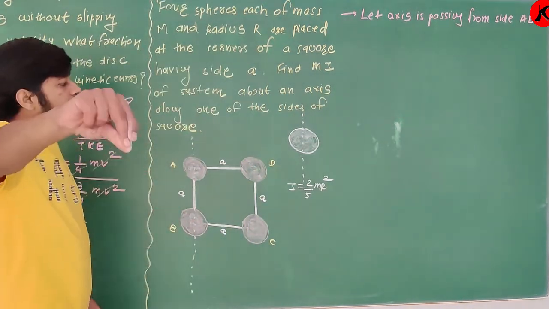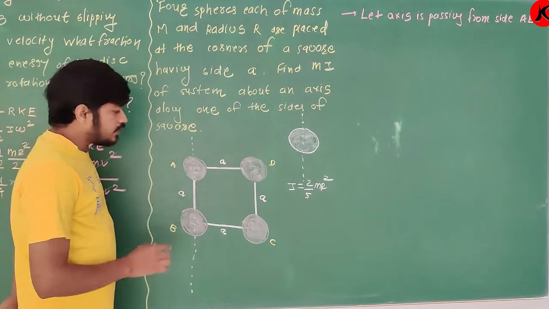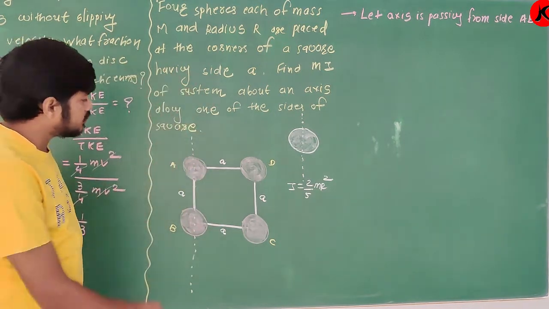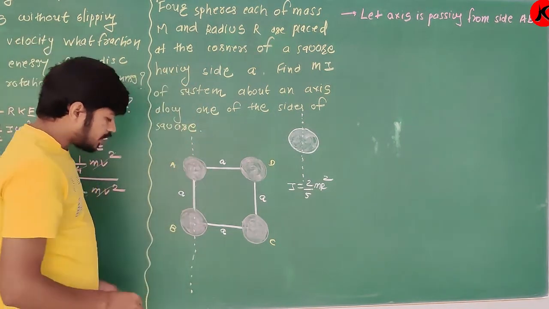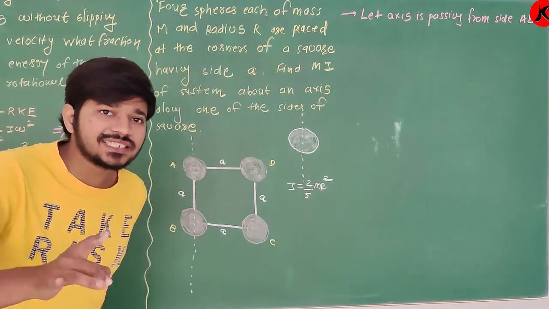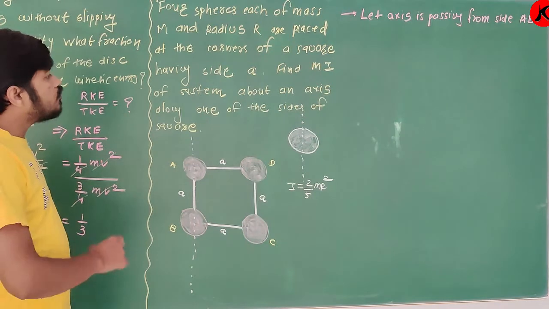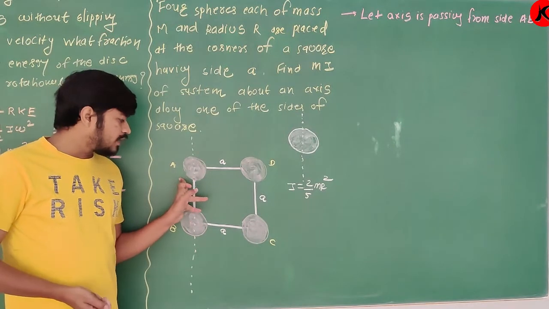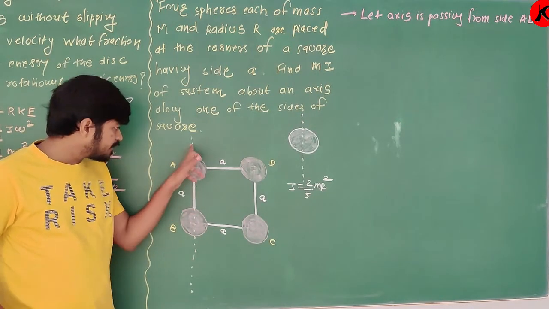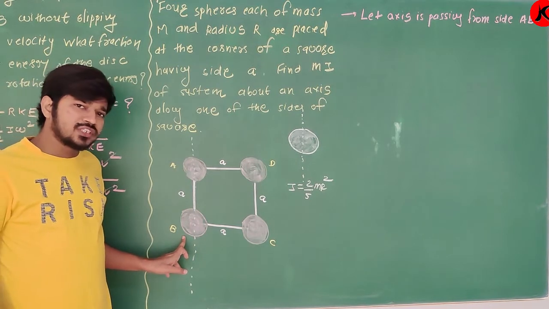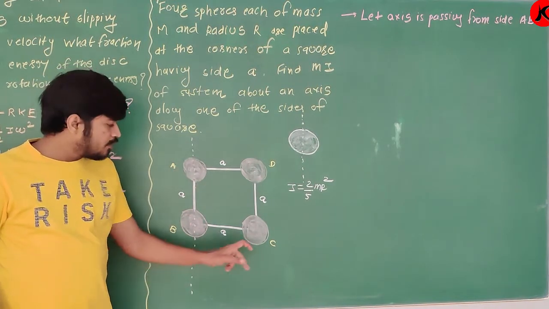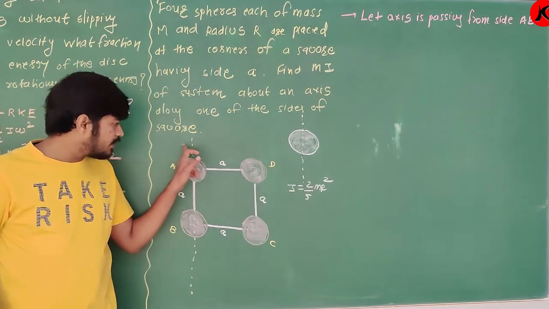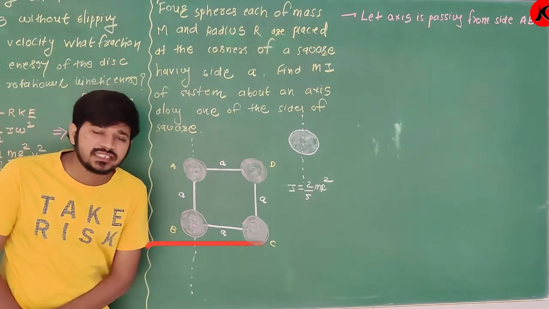Here in our problem, you are given 4 spheres in total, A, B, C, and D. We have assumed that the axis is passing through side A. This dotted line is the axis. We have to find the total moment of inertia of the system. First find the moment of inertia of sphere A about this axis, then of sphere B, then of sphere C, and then of sphere D about this axis. Yes, it is.